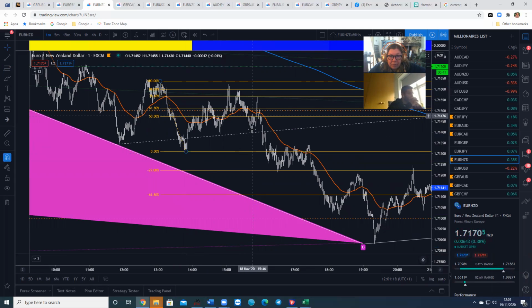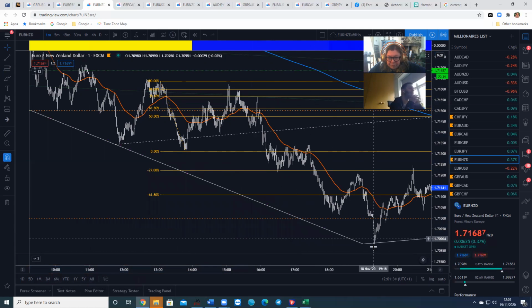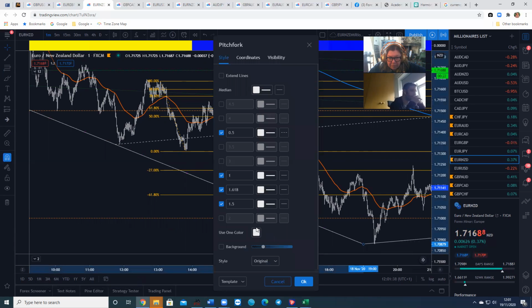And then I've got a pitchfork. Yes, obviously when you're looking at this, you don't know exactly how it's going to go. Normally I'd replay this so I wouldn't see all this stuff to influence me. In fact, that might be the best way to do it. If I hide that, and settings.